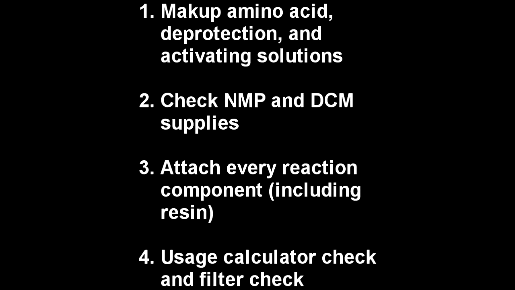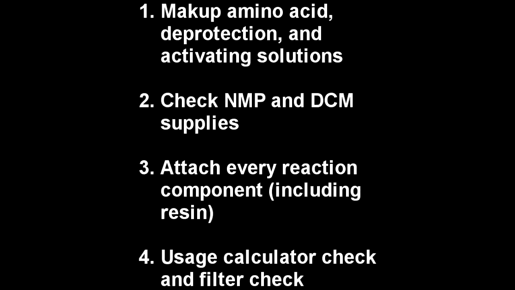In the laboratory, with numbers from the reagent calculator, we've created solutions of amino acids as well as deprotection and activator. We also made sure that the instrument has enough supply of NMP and DCM. We make sure that everything is attached, including the solvated resin in the resin feed tube. We double check to make sure everything is okay by using the usage calculator to make sure that we have the right volume of solutions needed.